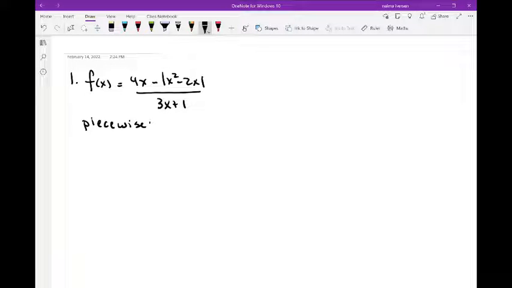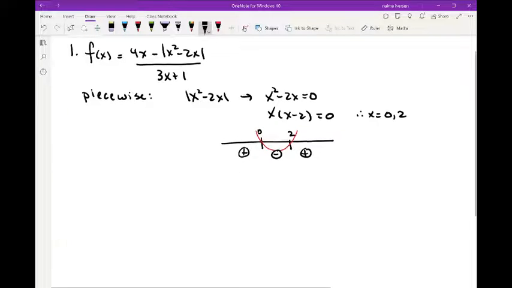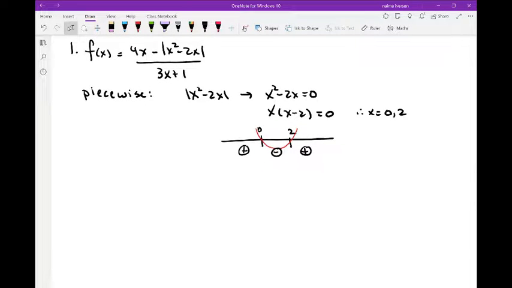To find your piecewise function, you need to find the pivots by setting x squared minus 2x equal to 0. So we're left with x times x minus 2 equals 0, which means that x is equal to 0 and 2. We do this because that's where the graph changes from positive to negative. If you think about the number line with 0 and 2 on it, you could think about what the graph of x squared minus 2x would look like, or you could test it in other ways. But regardless, this part here would be positive, this would be negative, and this would be positive. So the graph splits up at 0 and 2.